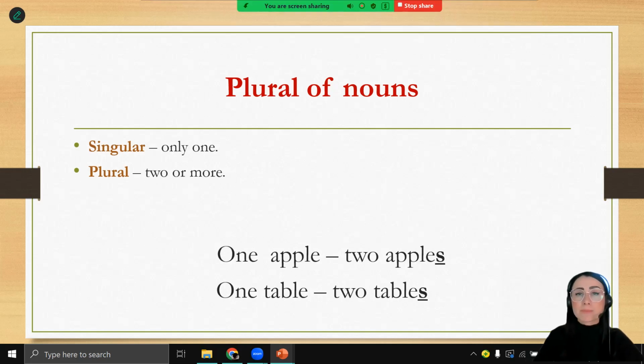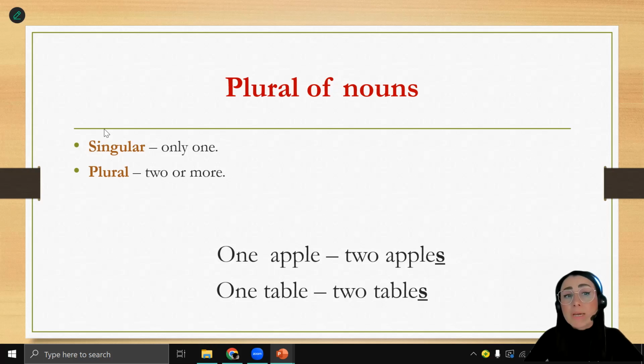Plural of nouns. This is an extremely important topic in English. We use it all the time, every day, to speak about something that is the only one and a plural form. Plural means two or more. One more time. Singular, one. Plural, two, three, four, five, two or more. For example, one apple, two apples.